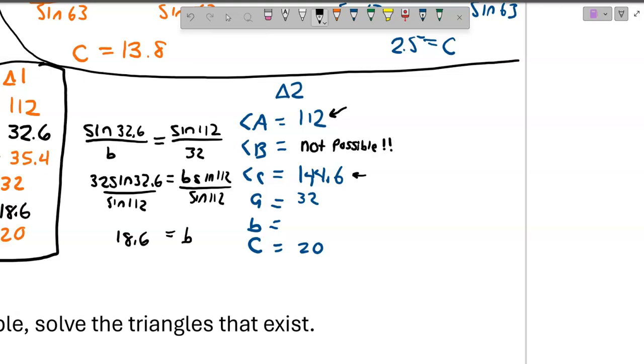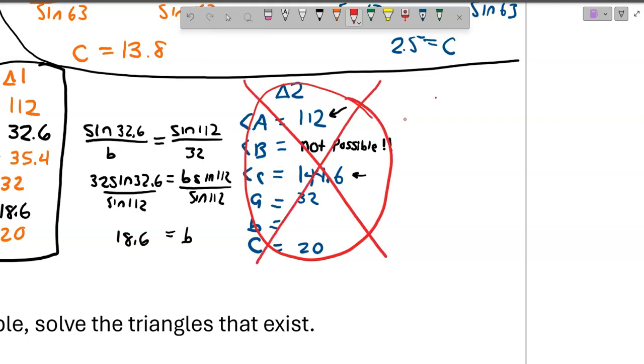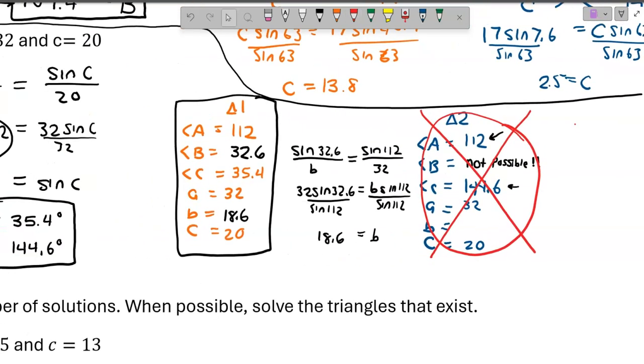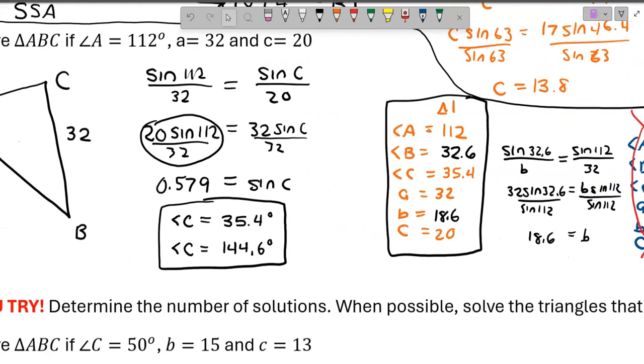And this is a place where you're going to be able to see that not all of these triangles will have two solutions. So in this case, triangle number 2 is not possible, and the only triangle that we're going to end up having here is the first triangle, triangle number 1.